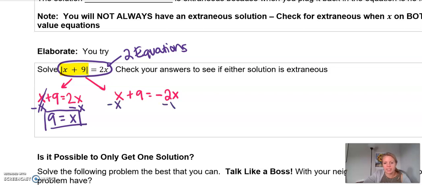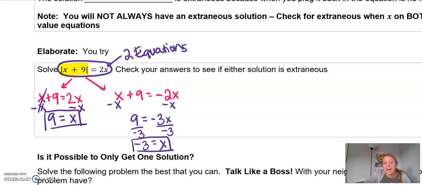Over here, I'm still going to do the same thing. I'm going to subtract x. Here I get 9 equals negative 3x. Now, I still need to divide to get x by itself. This is saying negative 3 times x, so I divide both sides by negative 3, and I get negative 3 equals x.